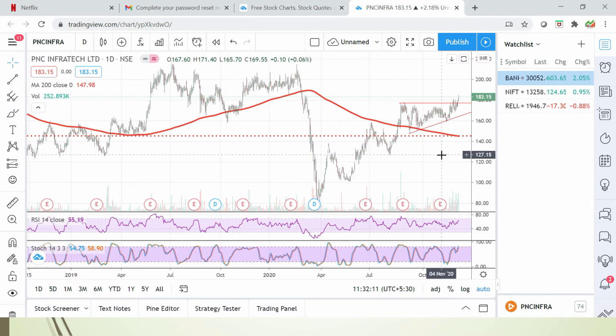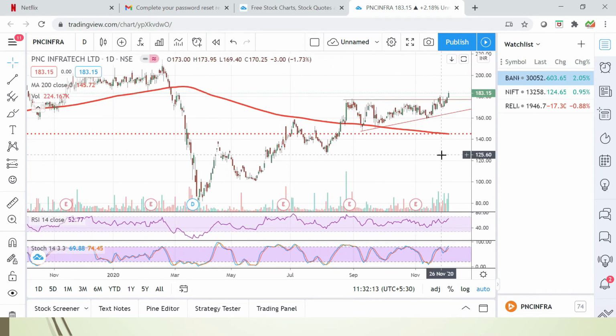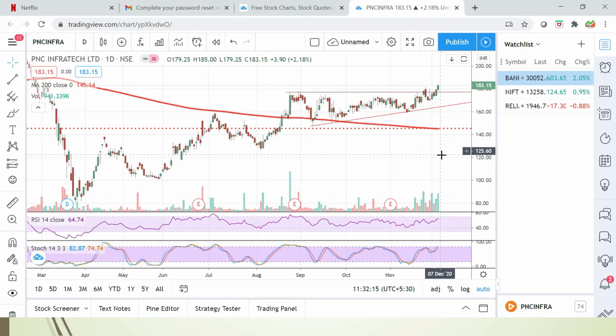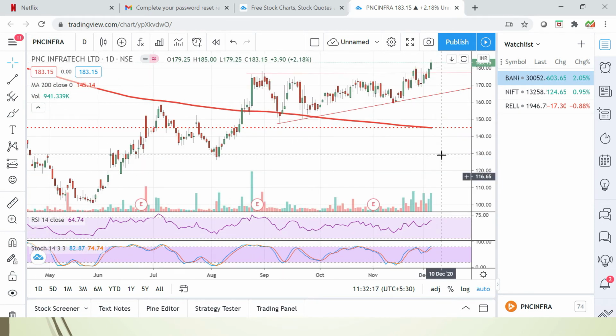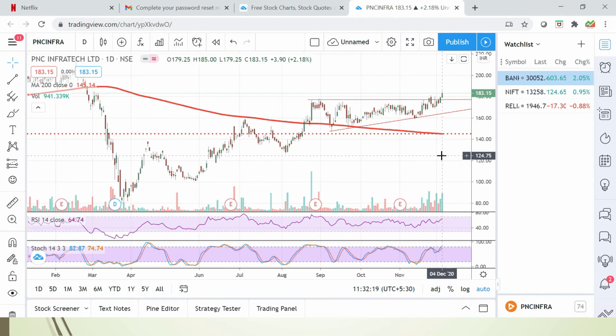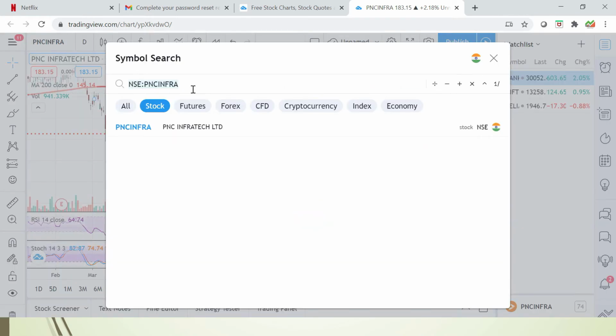Okay, so this also has a good 15, 20, 25% kind of price move, if you calculate, that can be the price target. So this is a very good point to get into PNC Infra as well, based on an ascending triangle breakout supported by good volume. All right, we have one more stock for today, that's Sun Pharma.